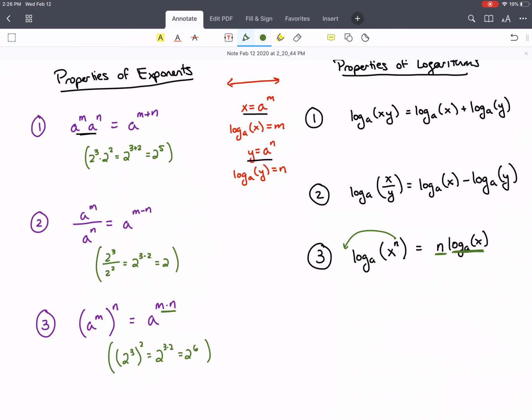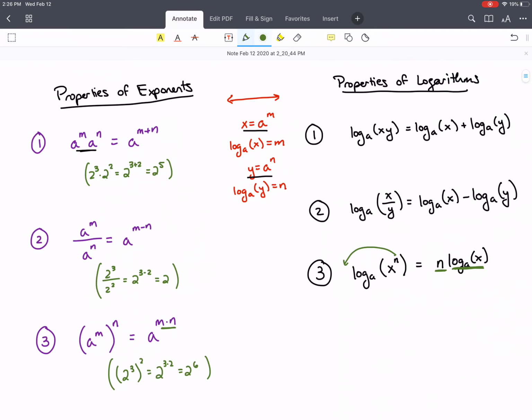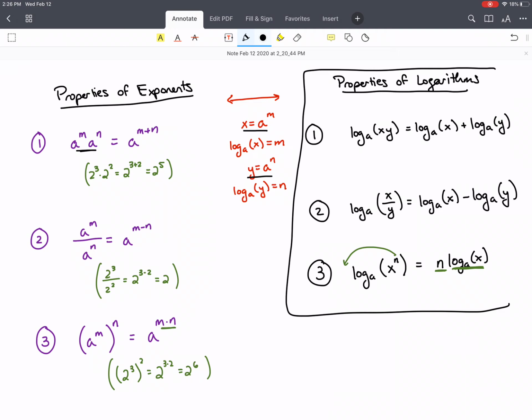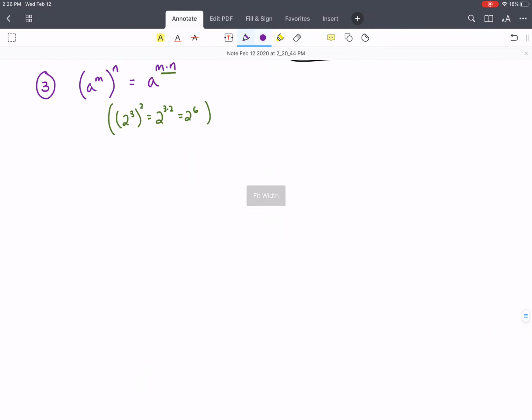So these 3 properties you're going to want to learn and memorize, and really you want to learn them more procedurally and become fluent with using them, more than just being able to state them. The way to do that is to practice doing problems. And here's a couple examples of problems you'll want to practice with.